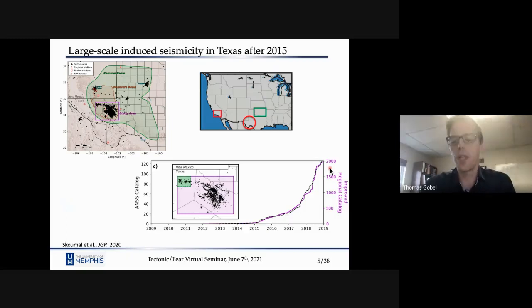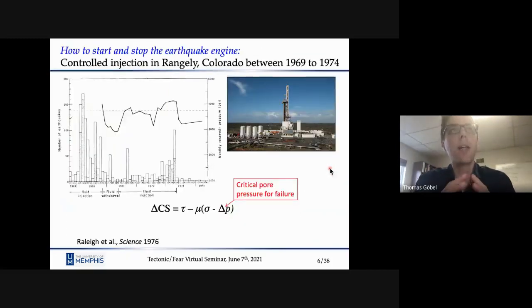What is traditionally thought to be the main mechanism is effective stress reduction on pre-stressed faults. And this has been nicely shown in a controlled injection experiment in the late 60s and 70s in Rangeley, Colorado. Here I put the title, How to Start and Stop the Earthquake Engine, because the interesting part of this experiment is that the earthquakes were switched on and off by controlling the larger-scale reservoir pressure in Rangeley in northern Colorado.